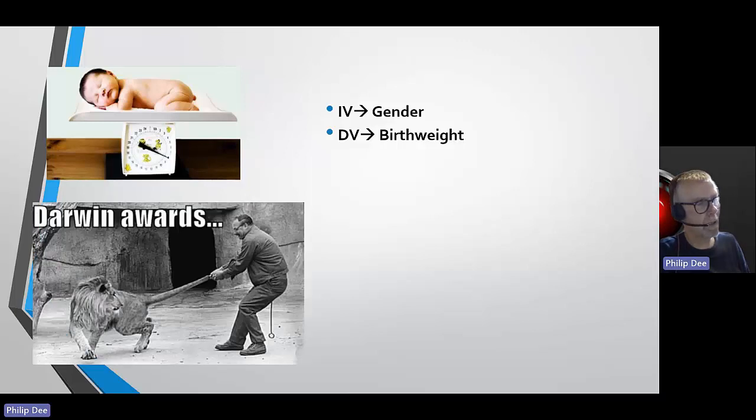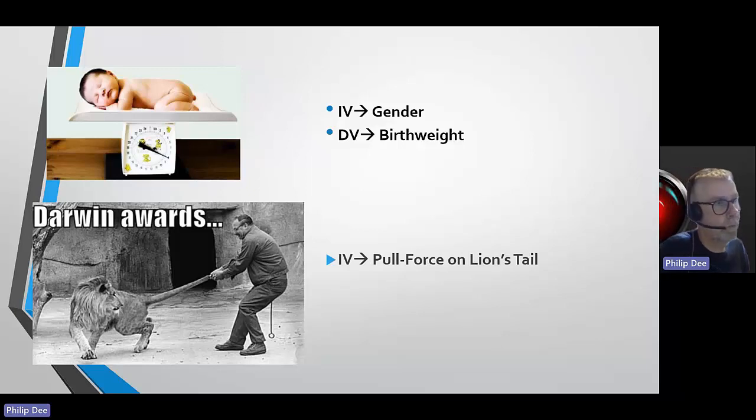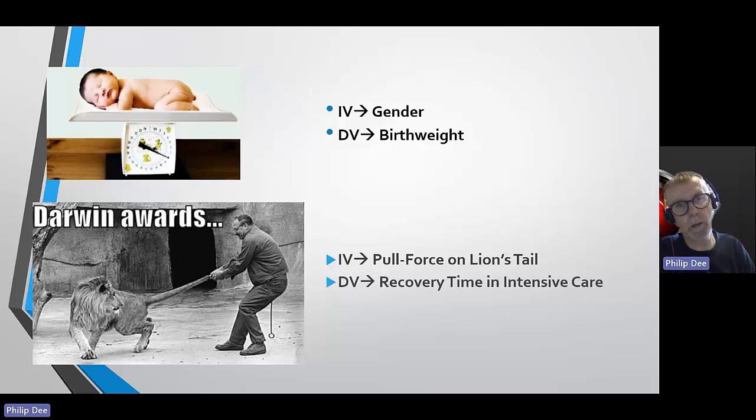Another slightly less serious example might be something like this, where my independent variable will be the force with which I pull on the lion's tail. Then the outcome variable, the dependent variable, might be the recovery time of the unwise gentleman in intensive care. But you kind of get the idea.